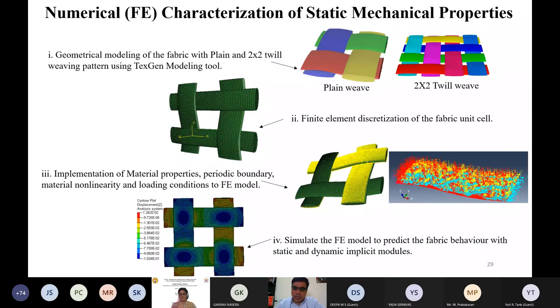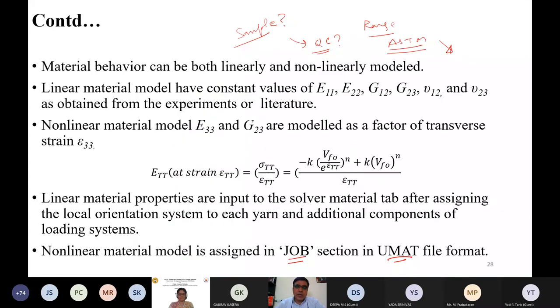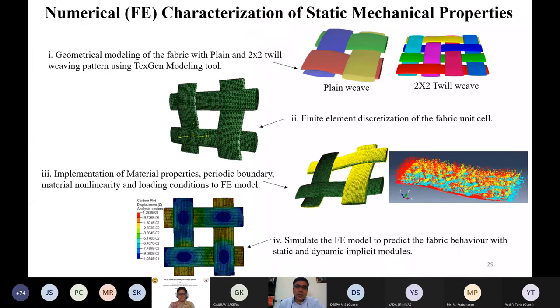Anytime, please feel free to ask questions so that we feel that we are interacting. Okay, so what was the second category? That was the material modeling, and you have to form a UMAT file format, which we refer to as a job. So this is, as I told in the beginning, geometric modeling. Then you can discretize it, assign the material properties, and you get a simulated result like this. So under compression, what is the behavior? Under tension, what is the behavior? These are all shown in a single slide that we are able to look at.